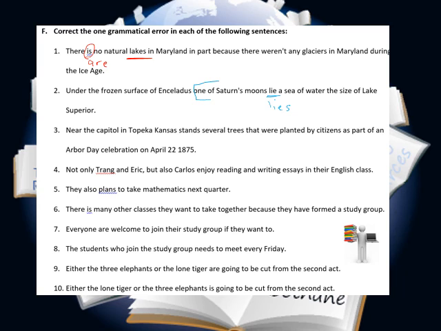Because we are talking about one singular subject, takes. It's a singular subject. So takes, as. Very good. Alright, Linda, the next one.